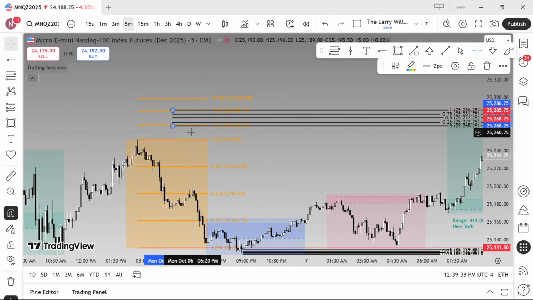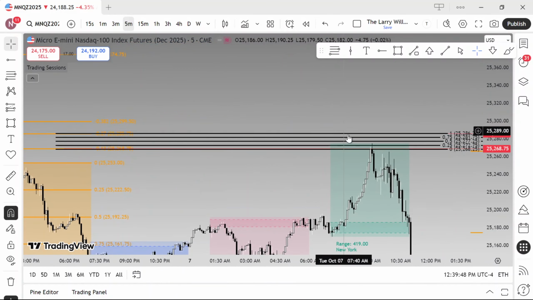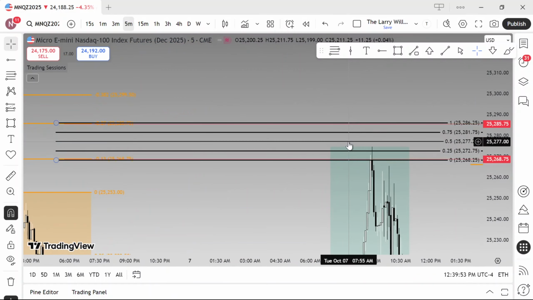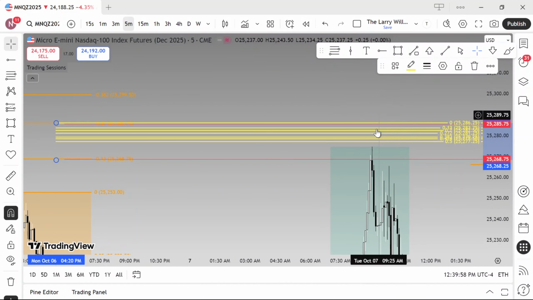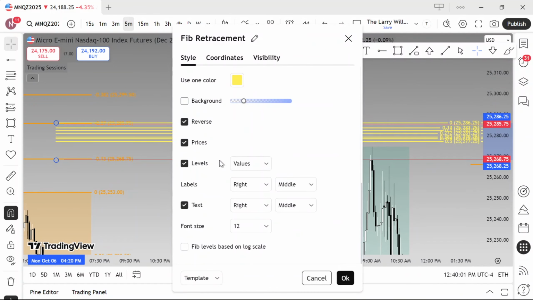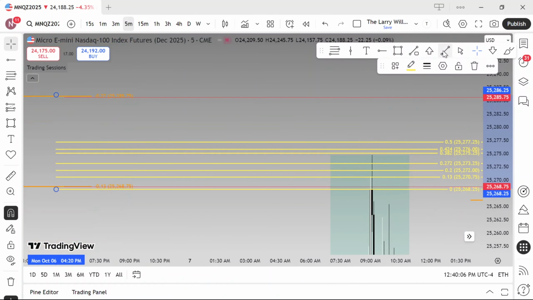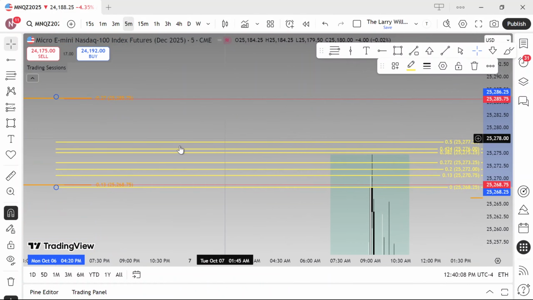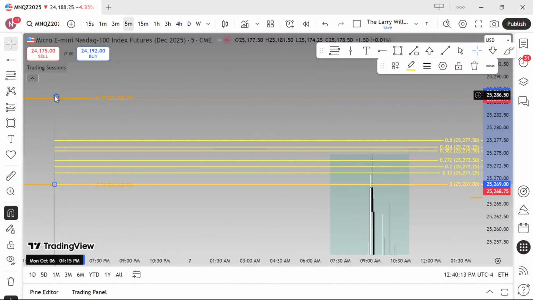So in this case, this range right here is discount, this is premium. This is where I derived this idea from, measuring between two levels. And you see right here, it hits the 0.25 level pretty cleanly. If I throw on shallow engagement, I'm curious if it reaches an algorithmic level. So we get extremely close to the 382, and it's not even perfectly on it.